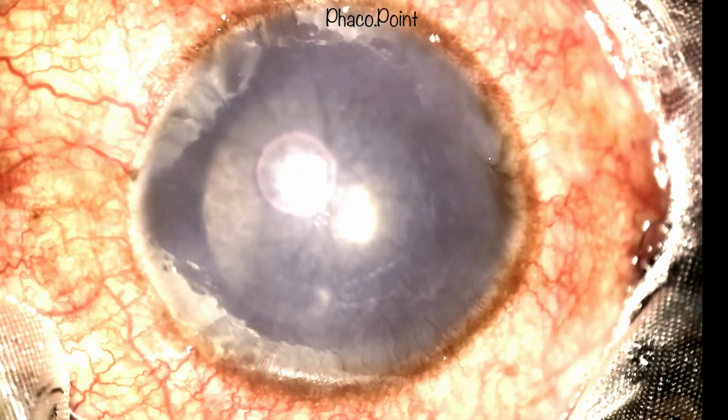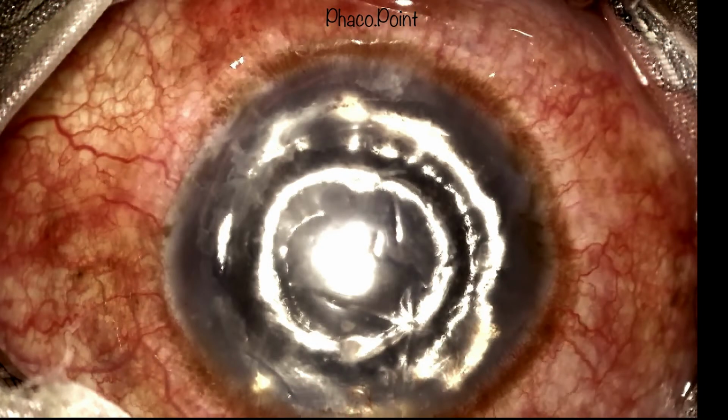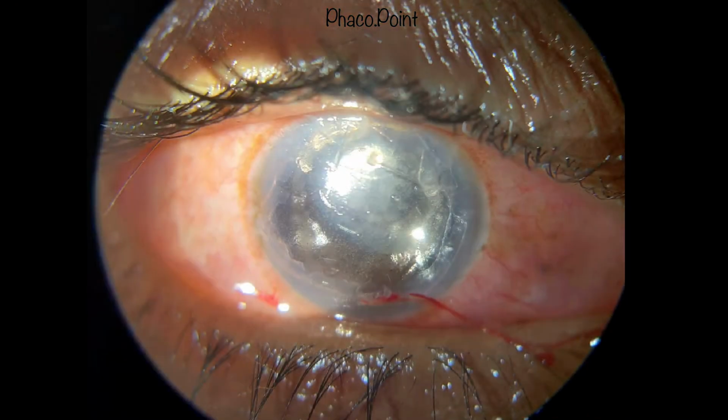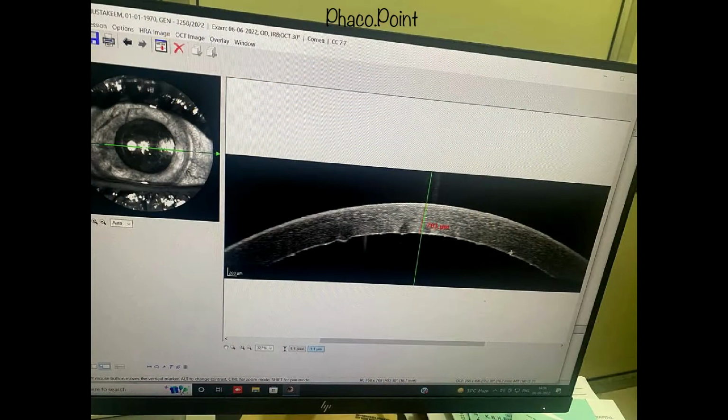This is at the beginning of the surgery with a completely opaque cornea, and this is the surgical end result. A few hours after surgery, this is what the cornea looked like. And a post-operative OCT performed on the next day revealed a completely reattached Descemet's membrane.